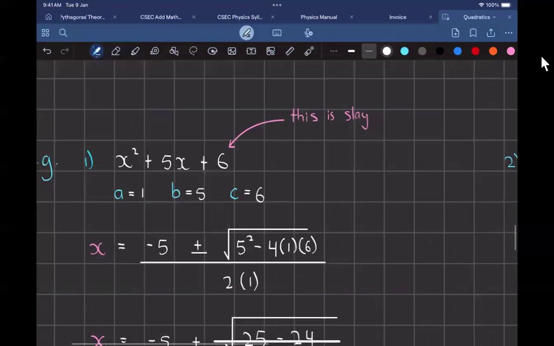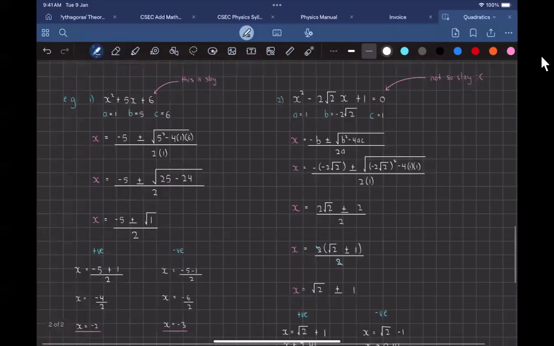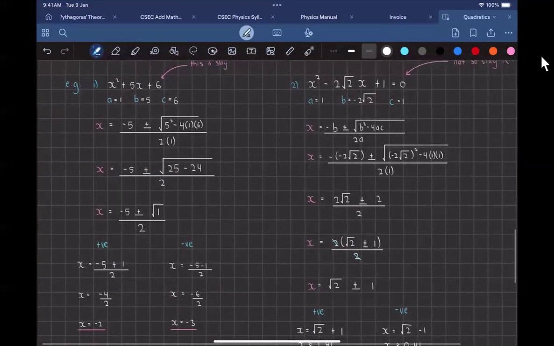Watch. x squared plus 5x plus 6. They're not hard. That's so hard. And you see, look at the working. Not hard.